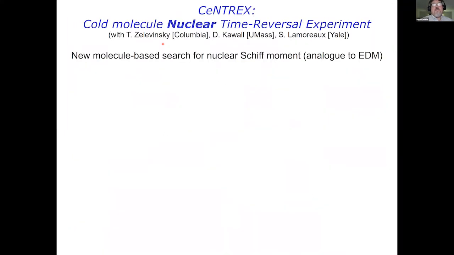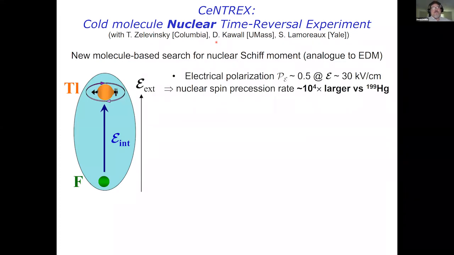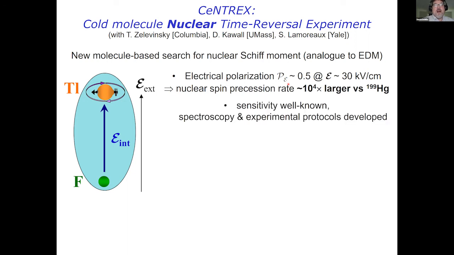And with this motivation, we've started a new experiment that we call CeNTREX. It's a collaboration with Tanya Zelevinsky, Dave DeMille, and Steve Lamoreaux to look for nuclear Schiff moments using the advantages of molecules. So again, compared to mercury atoms, we can polarize these thallium fluoride molecules to get an intrinsic sensitivity that's 4 orders of magnitude larger than in mercury. Thallium fluoride, there's a long history of doing experiments with these that ended about 20 years ago because the technology had reached its limits.